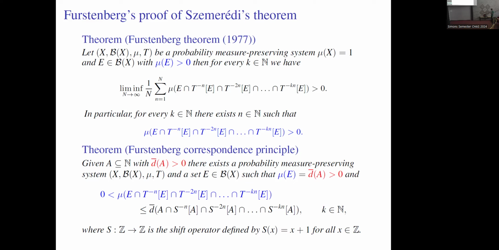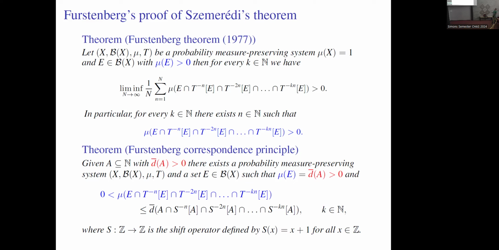And Furstenberg showed that the limit inferior of this average is positive. In fact, he proved a stronger statement. Now we see that if the limit inferior of this average is positive, then for every k there exists in particular an integer, and in fact infinitely many integers, for which we have this. So therefore we have this multiple recurrence theorem.